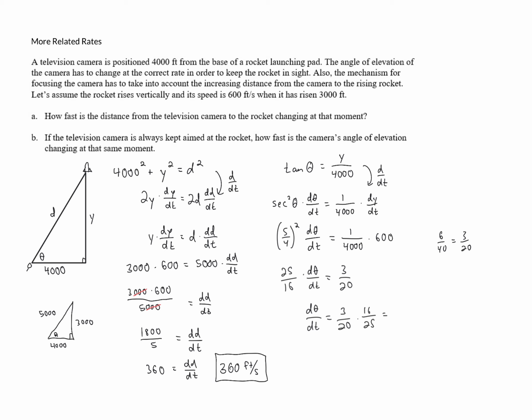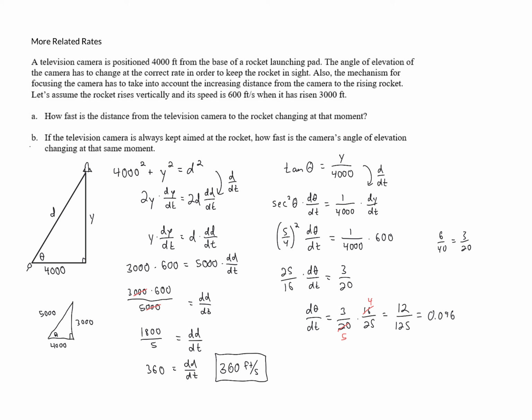And then let's see, 3 times 16. Actually, let's do some quick cross-canceling. 16 and 20 are both divisible by 4. That reduces to 4/5. Makes life a little bit easier. 3 times 4 is 12. 5 times 25 is 125. And so we have 12 over 125. And if we wanted to use a calculator to get a decimal version of that, we end up with 0.096.